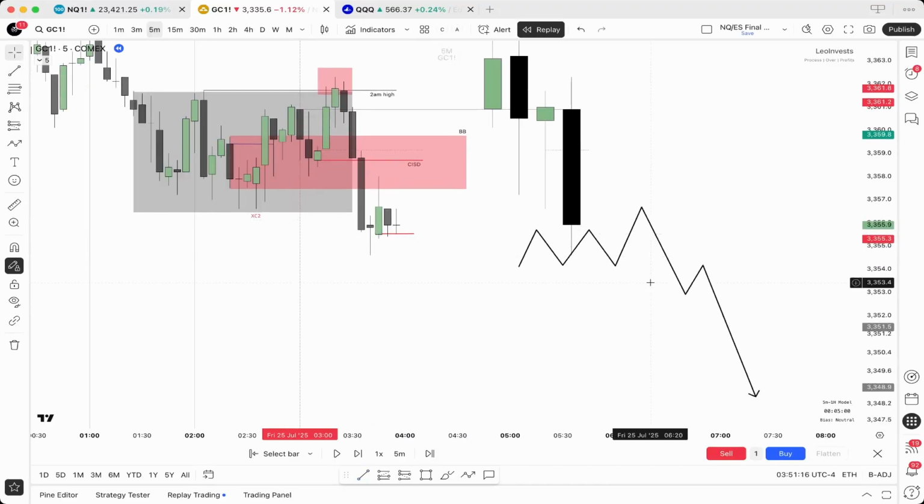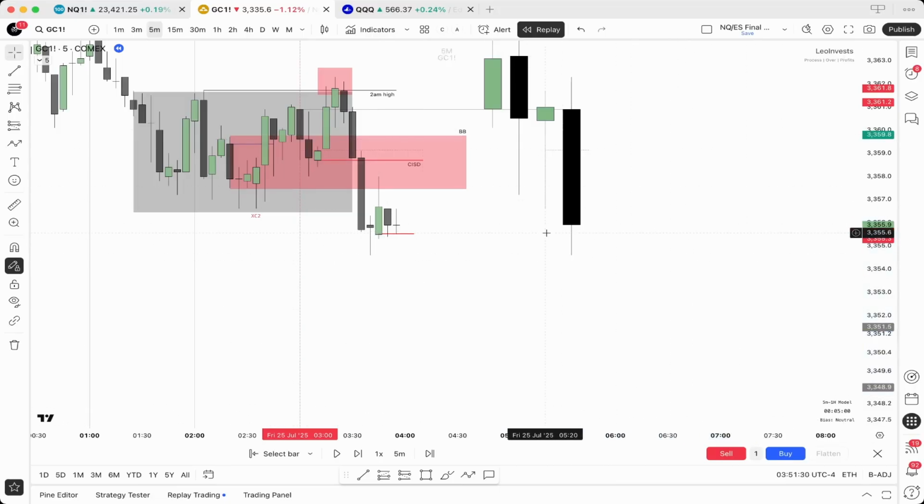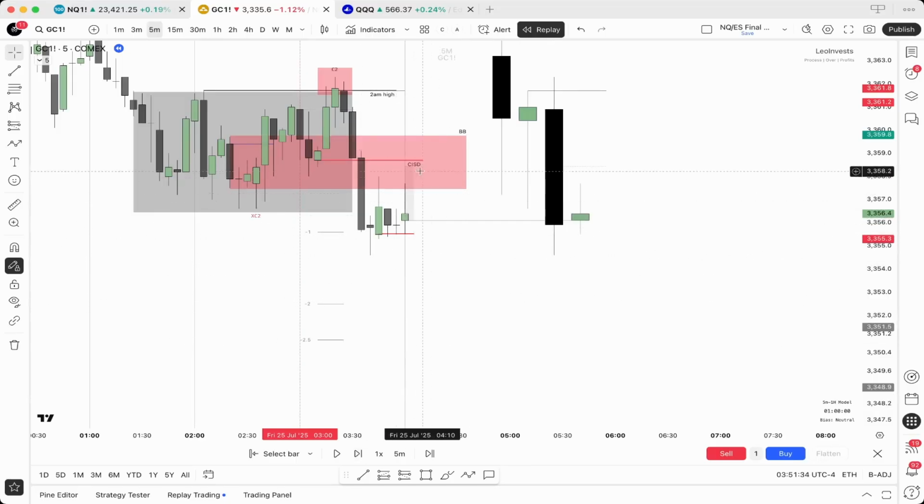And so what I want to see in order to be tagged into this entry is a 5-minute candle body closure below this move, aka this internal change in state of delivery, in order to confirm a move lower. And so now we'll look to see whether or not we get this closure confirmation, which will tag me into this trade. And here we see the fractal model just printed our equilibrium.